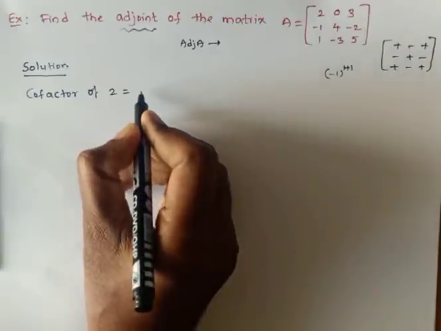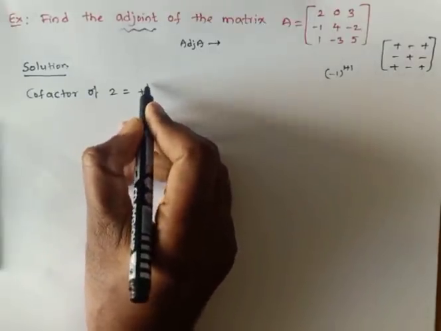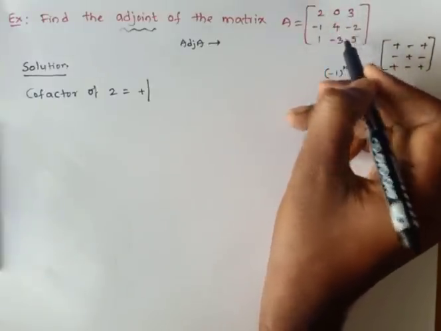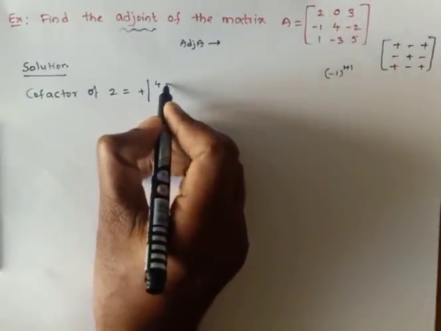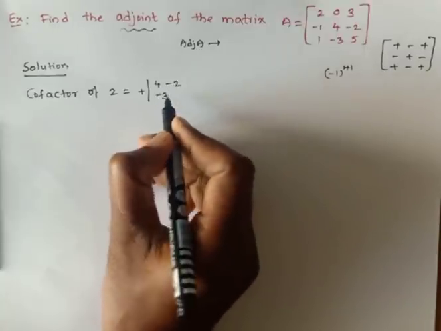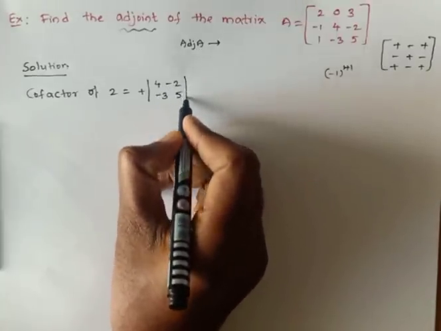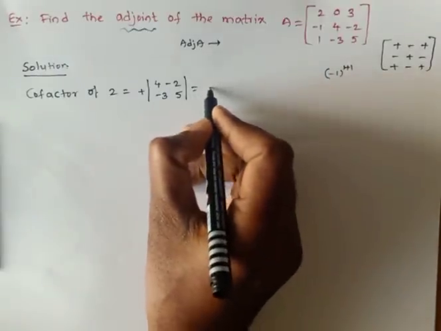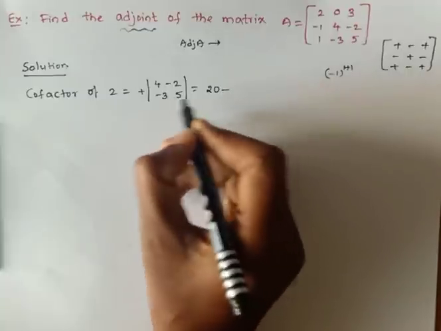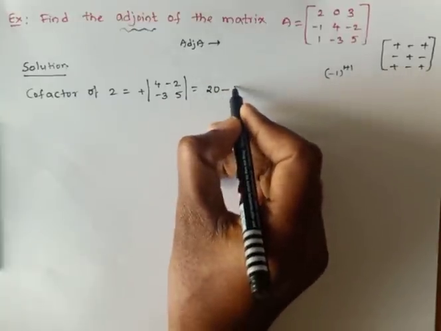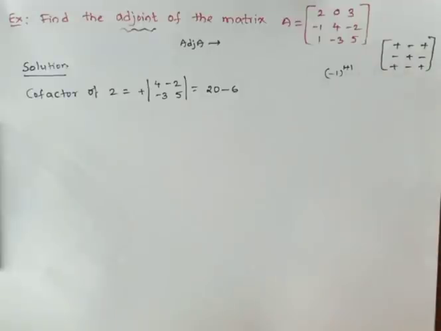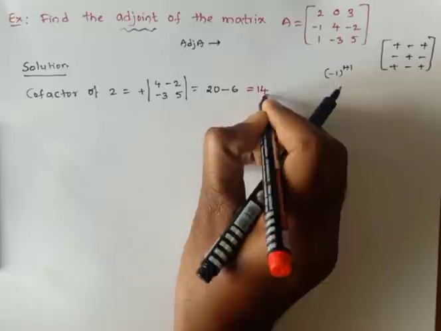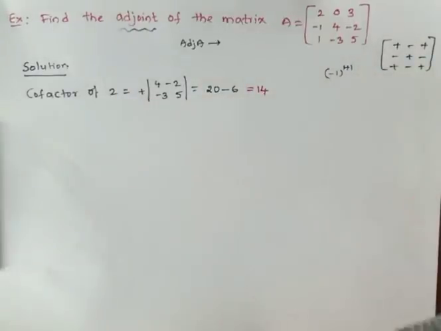For the cofactor of 2, the sign is positive times the minor. By deleting this row and column, we get the elements 4, -2, -3, 5. Now find the 2 by 2 determinant: 4 times 5 is 20, minus (-2)(-3), which is plus 6, so 20 minus 6 equals 14. So the cofactor of 2 is 14.